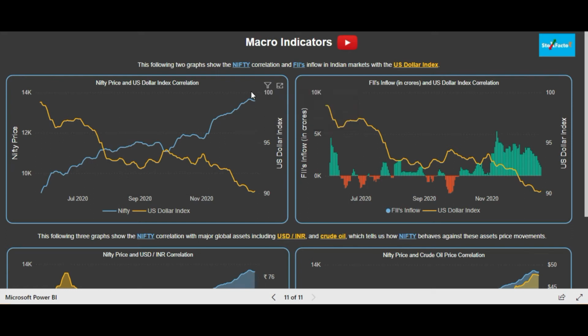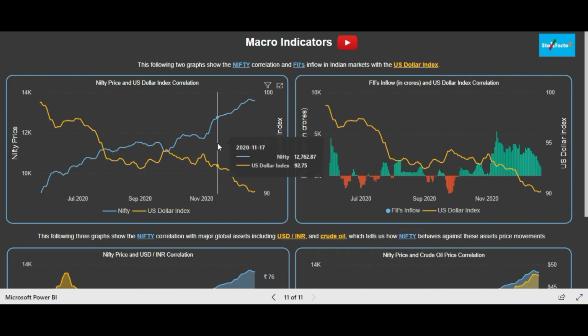So this is a very high negative correlation, which tells us that as soon as the dollar index falls, the Nifty price rises. You have to keep track of this so that you can take effective trading or investment decisions for your portfolio, and even if you want to shuffle your portfolio, because as soon as the dollar index falls, you will see a rise in the Nifty and the inflows of FIIs.